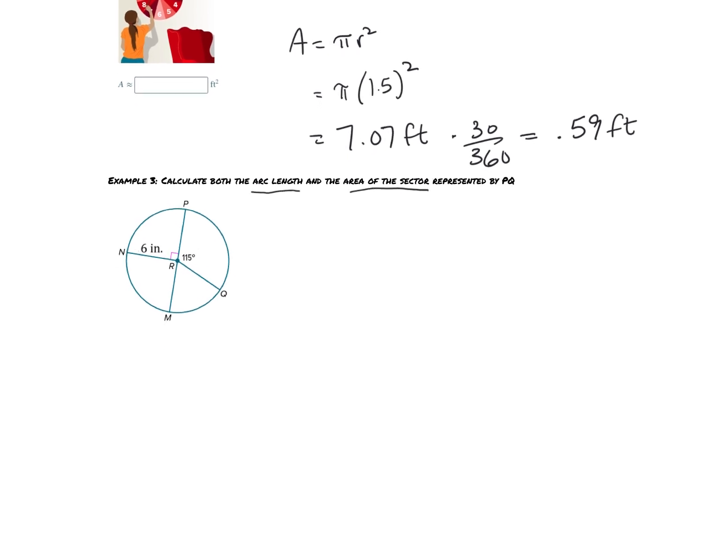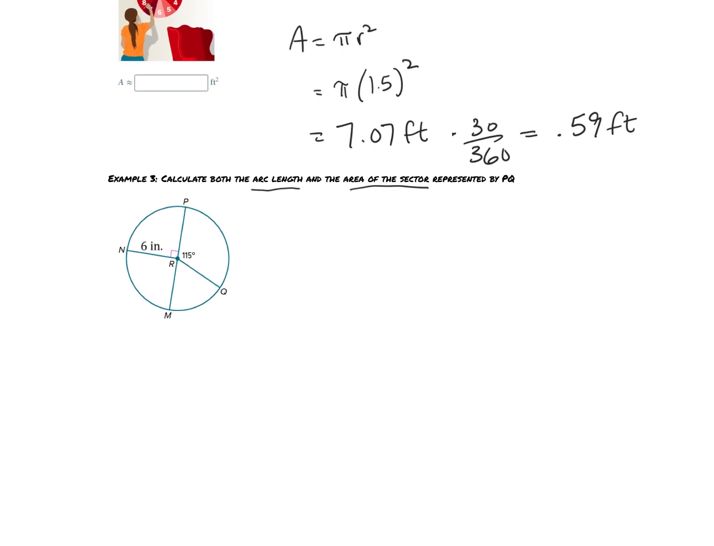For example 3, it asks you to calculate both the arc length and the area of the sector. Remember, arc length is a portion of the circumference, and area of the sector is a portion of the total area. Now, your final answer for the arc length is 12.04.